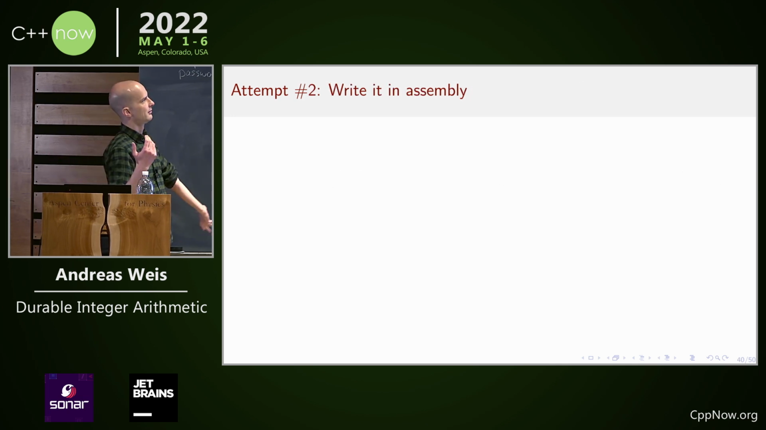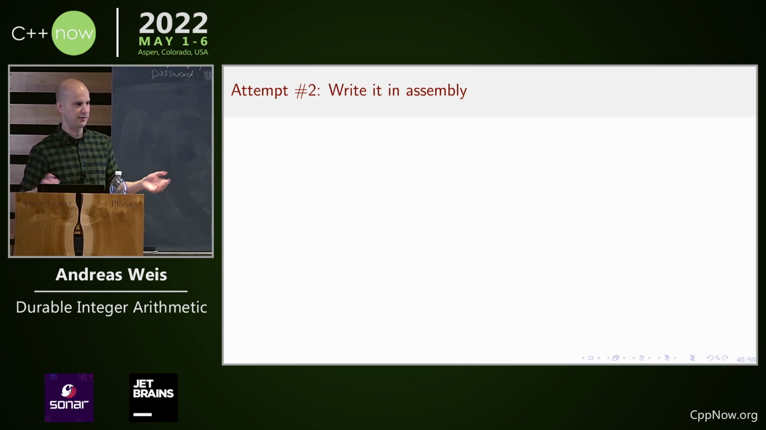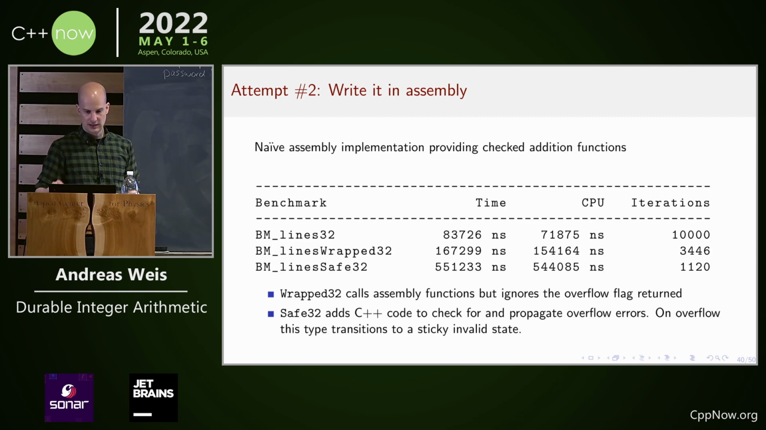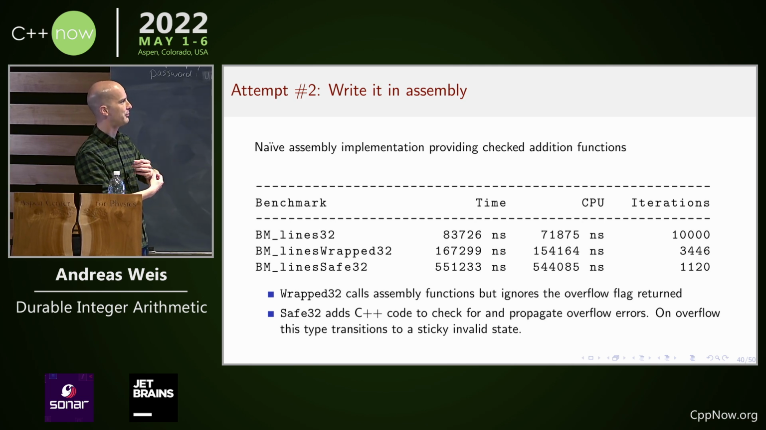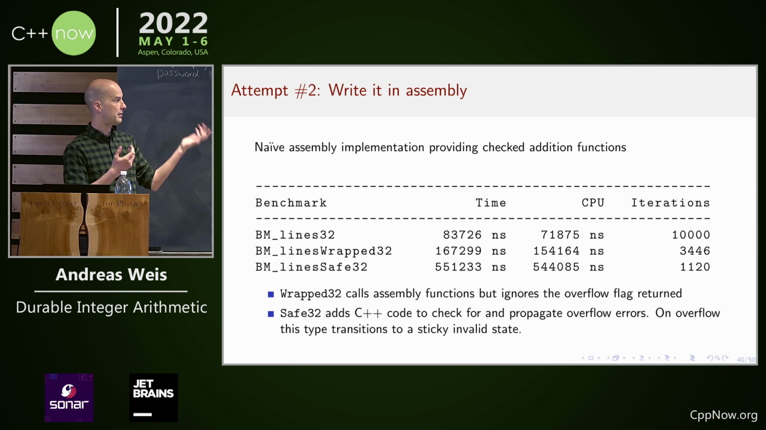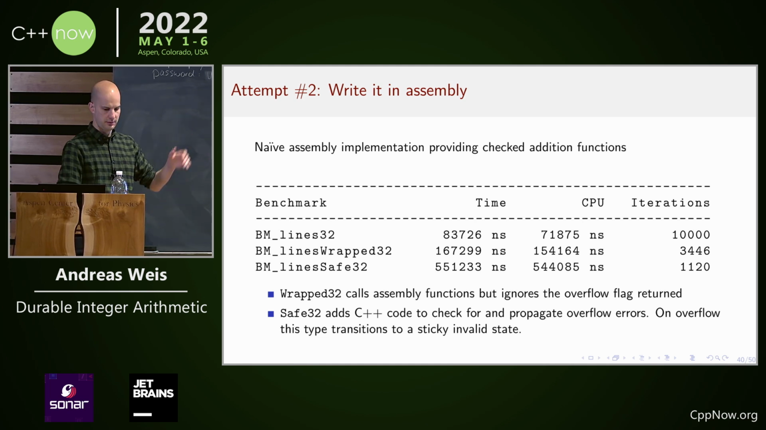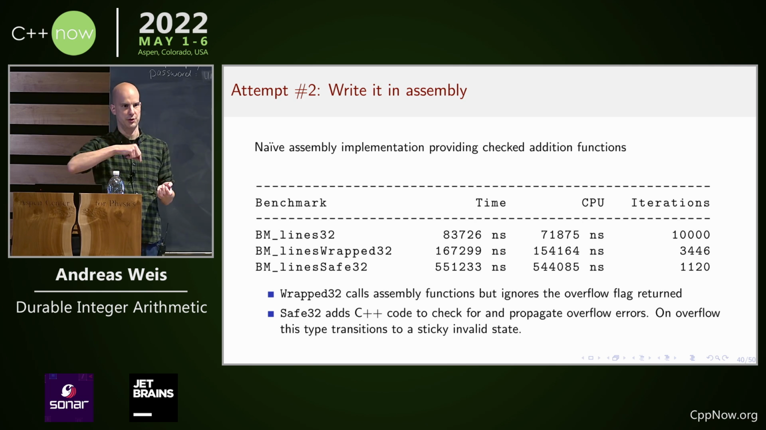So attempt number 2. I'll just write it in assembly, right? I will write an integer library in assembly, and then I can do whatever I want. So I did that. I'm not an expert in assembly, but I made a naive implementation that does checked addition, writes the overflow to a new field, and then I can access that from C++. And I did some benchmarks. What I did here is use the Bresenham line drawing algorithm, which is a famous integer algorithm. I had a small array, small enough that it fits into a single cache line, and I was just drawing a bunch of lines there, right?